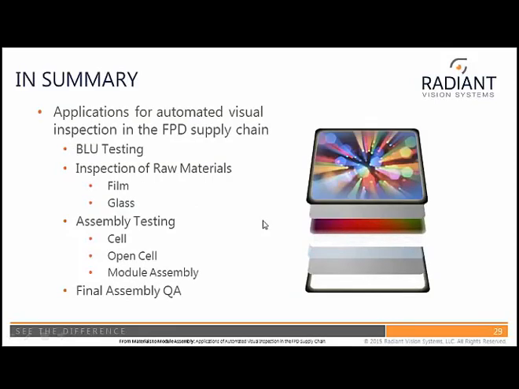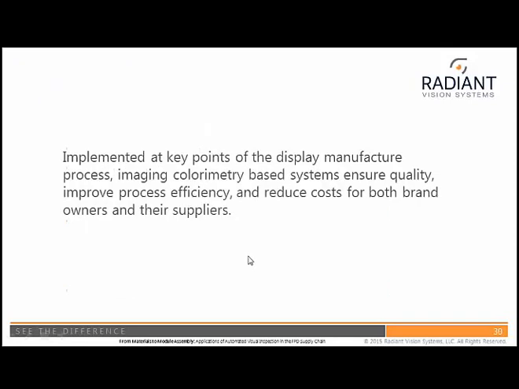So in summary, we talked about various applications for automated visual inspection in the flat panel display supply chain. Backlight unit testing is a very good and straightforward example of how this testing can be done. Raw materials can be inspected. The various points of the assembly can be inspected both on an incoming and an outgoing basis. And then final assembly quality assurance can be done, all with automated visual inspection.